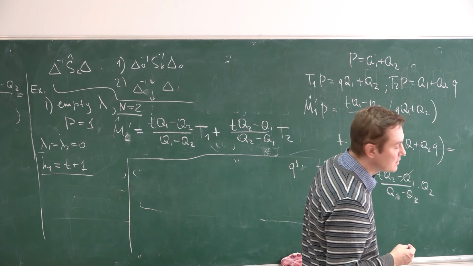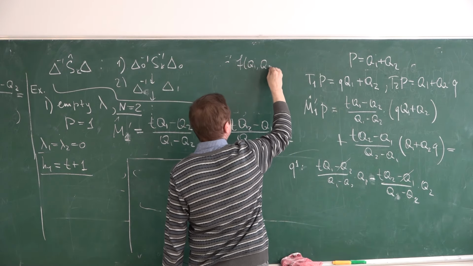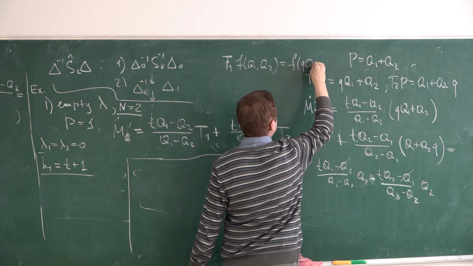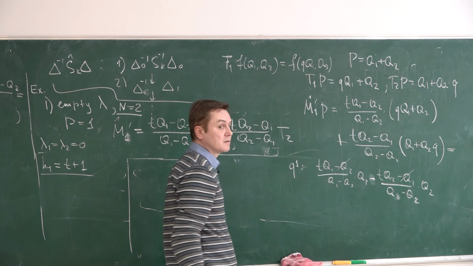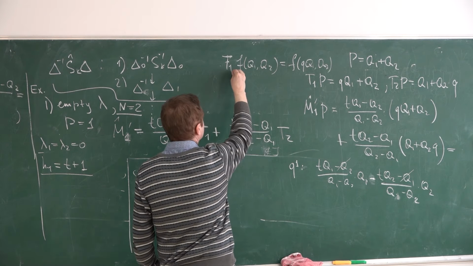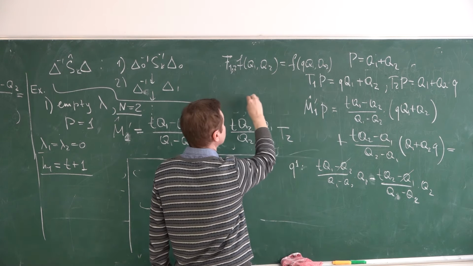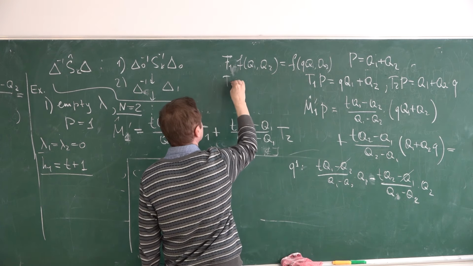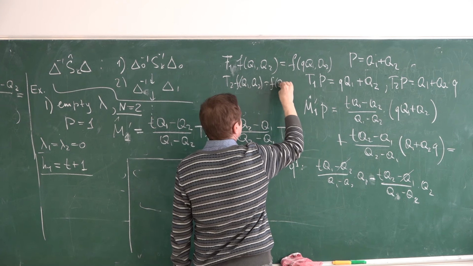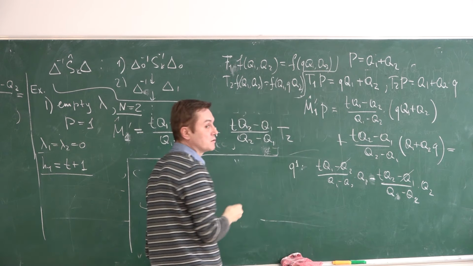So if you have any function of Q1 and Q2, the action of T1 is equal to f of small q Q1, Q2. This is just the action of the shift operator. And similarly, if you have T2, then this q goes to this argument, yes? So T2 on f of Q1, Q2 is equal to f of Q1, small q Q2. So this is the definition of the shift operator.